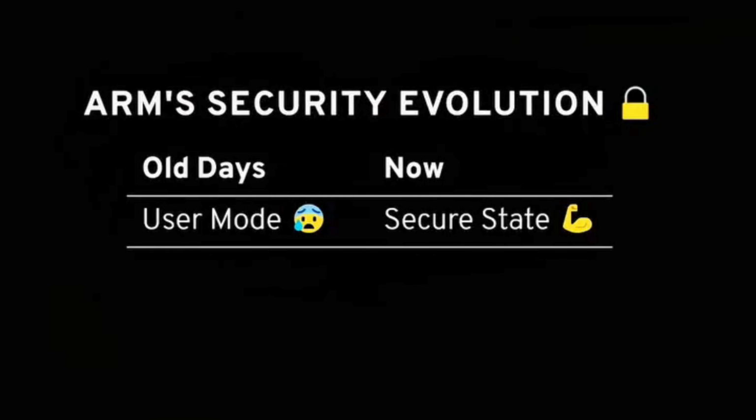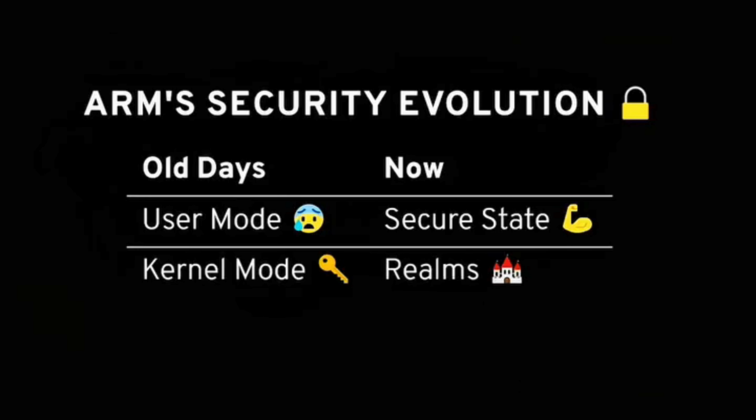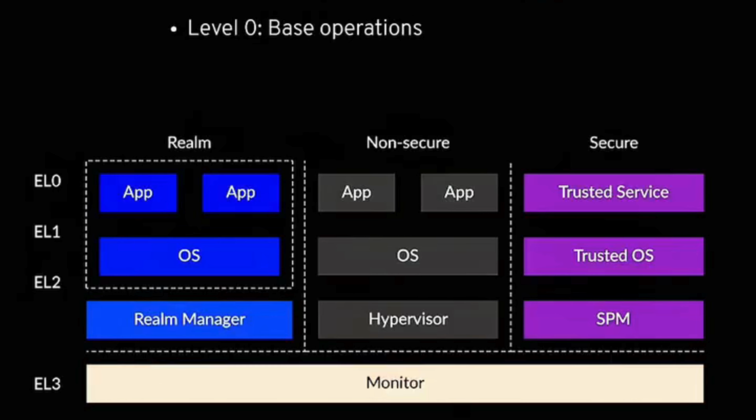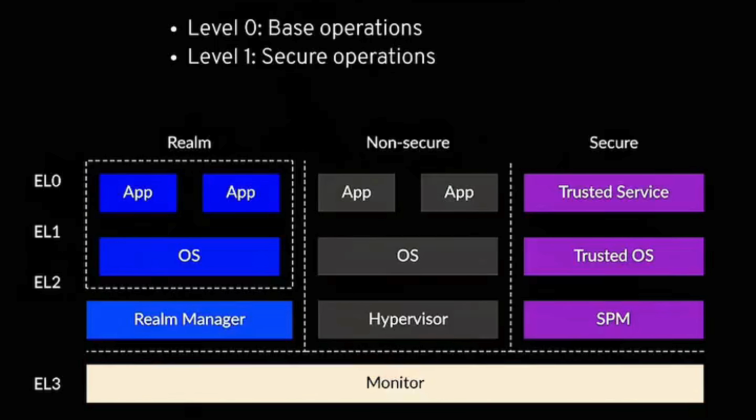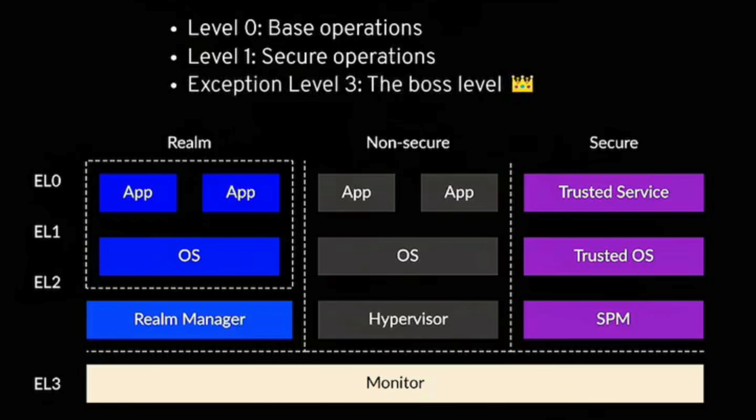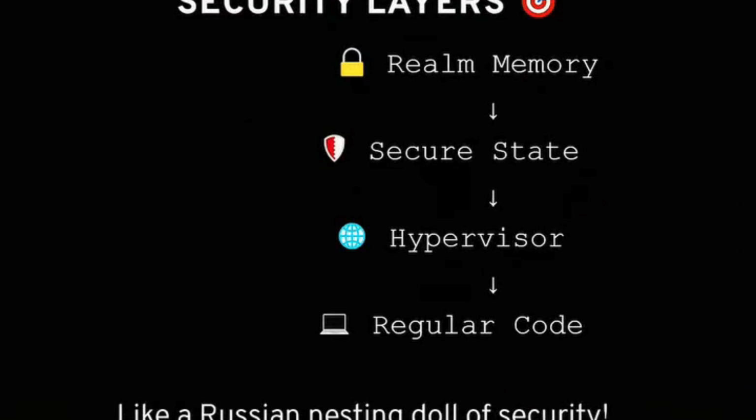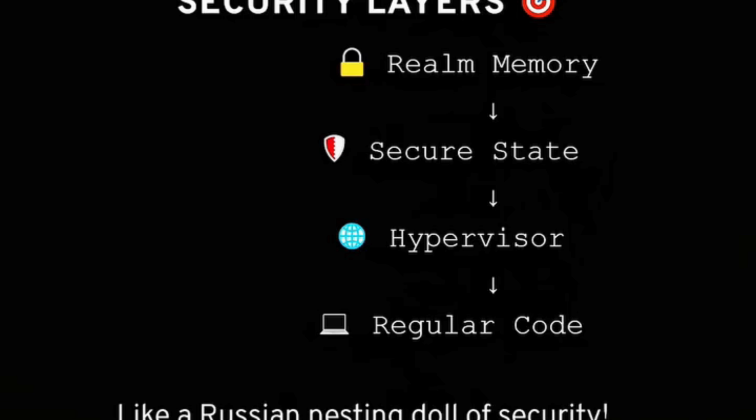Now, ARM has taken this security concept further with something called realms. Think of Realm Level 0 and Realm Level 1 as distinct security zones. At the heart of this is Exception Level 3, which acts like a hypervisor in cloud computing. The kicker: the hypervisor can't snoop into the realm memory, which means you can run private code inside these realms without it being visible to the hypervisor. The secure state can't access realm memory, and realm memory is designed to be completely isolated from everything else. So if someone tries to exploit a vulnerability in the hypervisor, they're still blocked from accessing your private data.